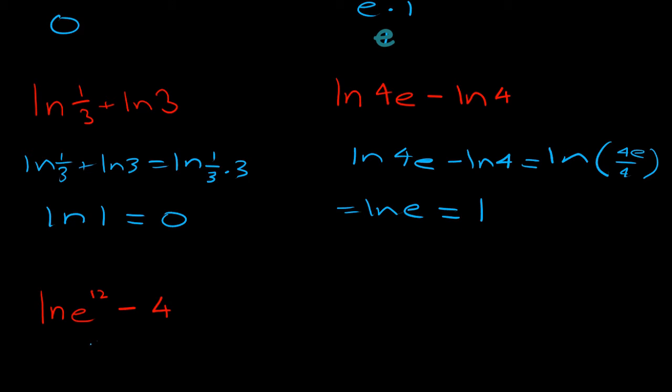ln of e to the power 12, minus 4. Alright, well, we can use our power property, and we get 12 times ln e minus 4. Well, ln e is just 1, so this becomes 12 minus 4, and this is equal to 8.